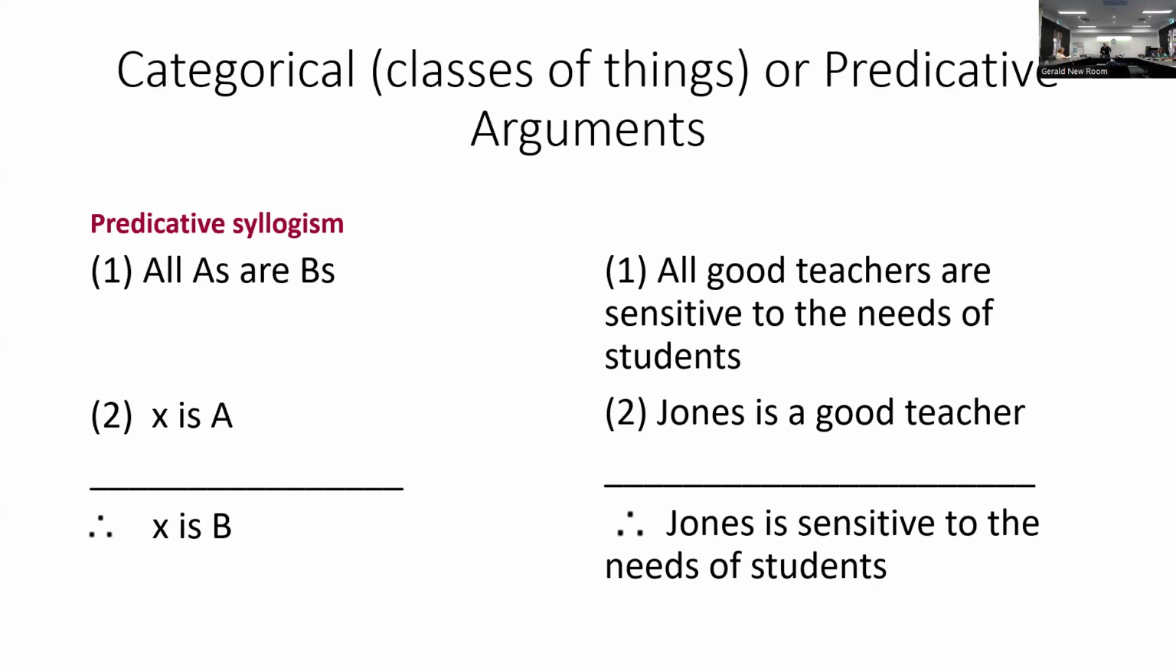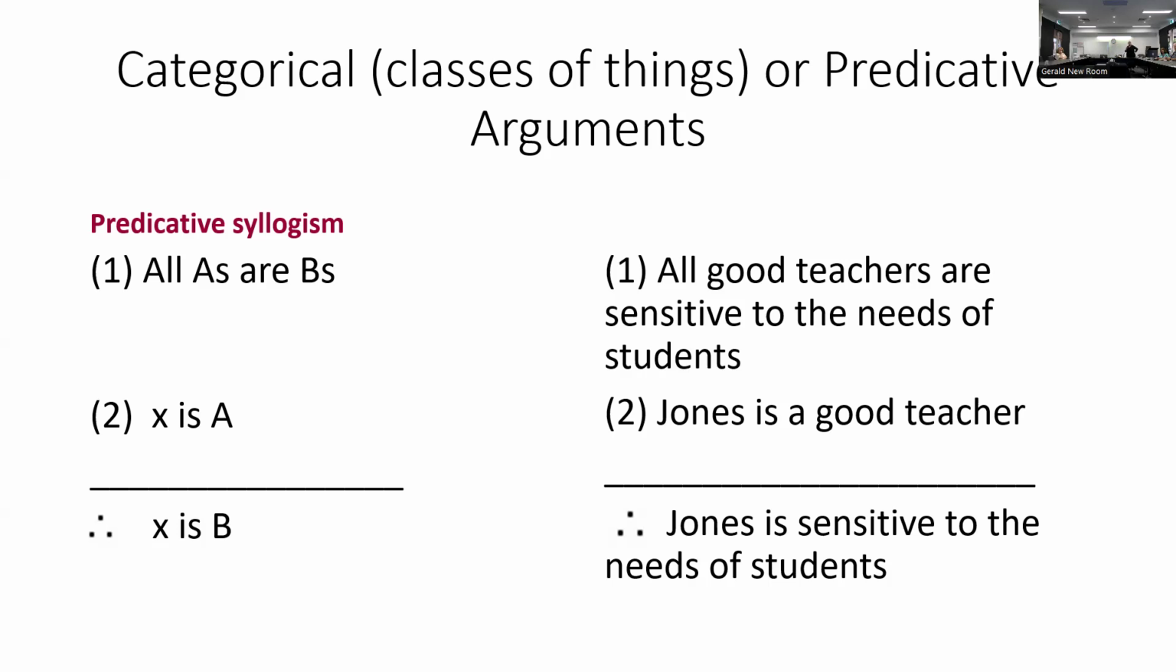So think about this, categorical classes of things, or predicative arguments. All A's are B's, X is A, X is B. This is another way to think about the standard form of an argument, because then you do not get caught up in whether Perth is big or small, and you are not caught up in the text, because you just have this form. It's much easier to see if it's valid or invalid. I'll come back to that.